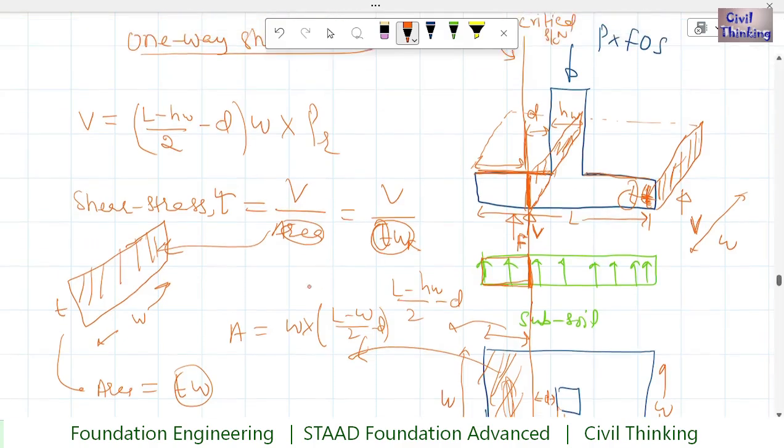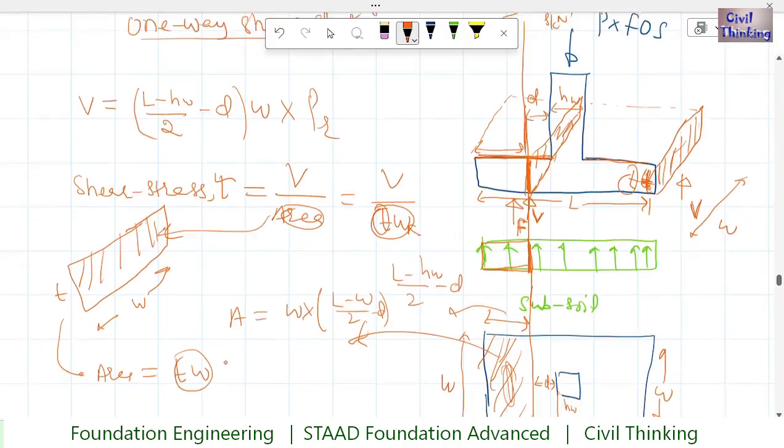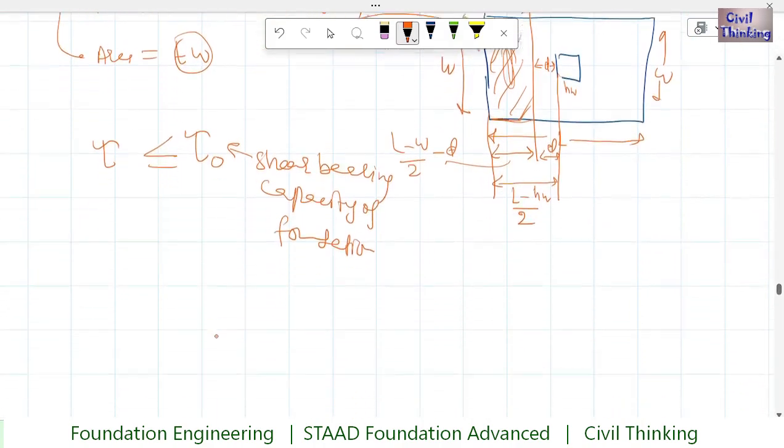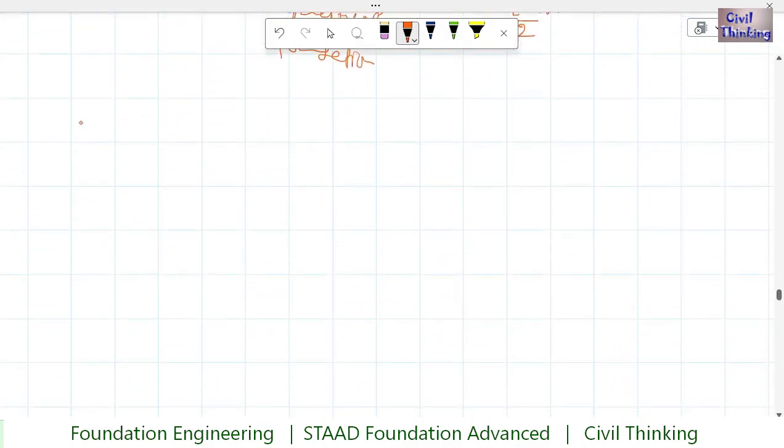I told you in the shear check we have two shears, one is one-way shear check and another is punching shear check. So we'll talk about check 3. Check 3 is punching shear check. Now let's talk about this.